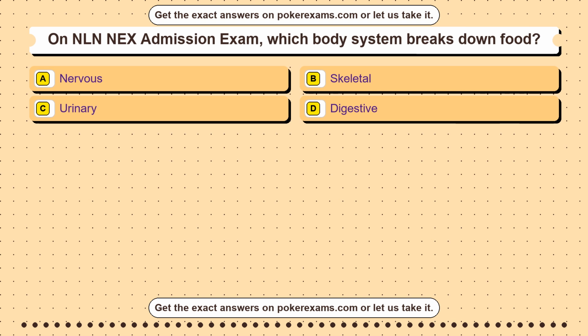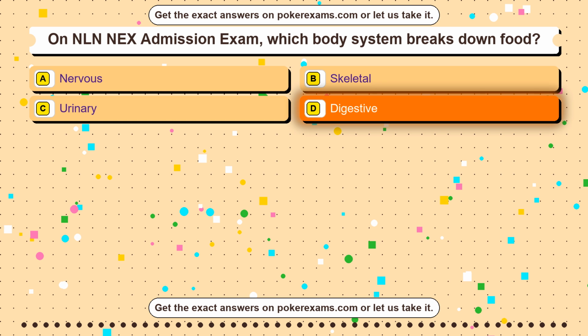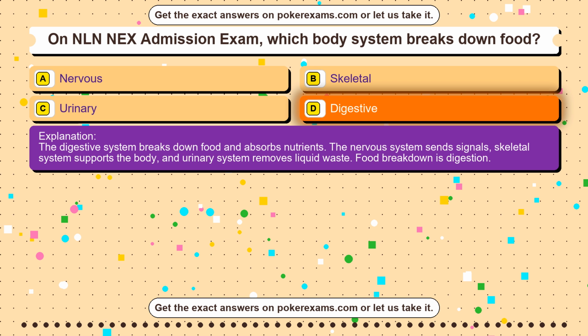Question 34. On NLN NEX Admission Exam, which body system breaks down food? Option A nervous. Option B skeletal. Option C urinary. Option D digestive. The correct answer is option D, digestive. The digestive system breaks down food and absorbs nutrients. The nervous system sends signals, skeletal system supports the body, and urinary system removes liquid waste. Food breakdown is digestion.